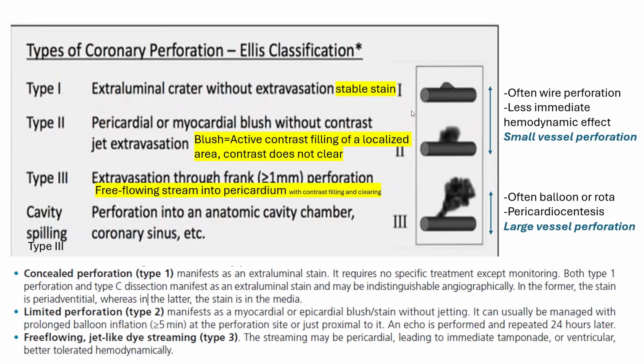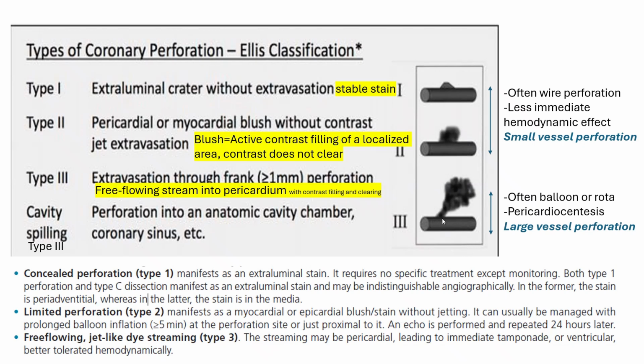You have type 1, where you have a small extravascular stable stain. You don't see contrast coming in or going out of it. Type 2 is that you have active blush. Basically, you have active contrast filling of a localized small area. Contrast comes in, but it doesn't go out of it. So there is contrast movement, but contrast does not clear. And it's typically a small area, and you typically don't see the size of the hole.